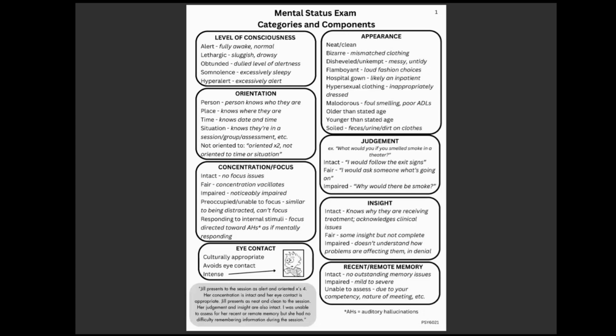They're not going to be oriented times 4. Most people are going to be alert and oriented times 4 when you see them. Now, it's very possible that somebody could be lethargic but still oriented times 4. Maybe they're drowsy because they haven't been sleeping. They're drowsy because of the medication that they're on. They're drowsy because of some other issue. You're rarely going to see somebody that's obtunded.